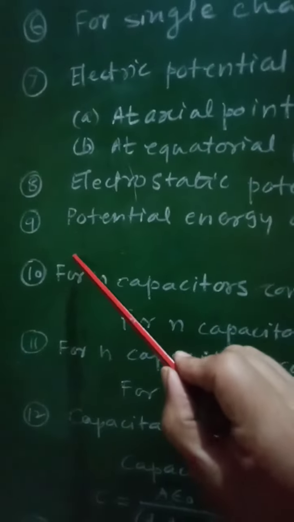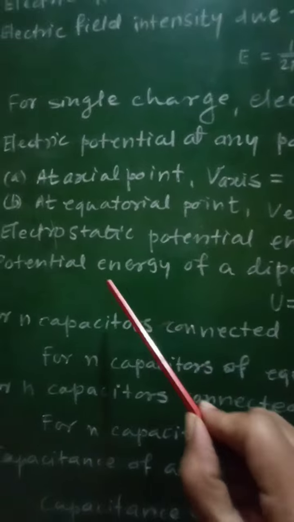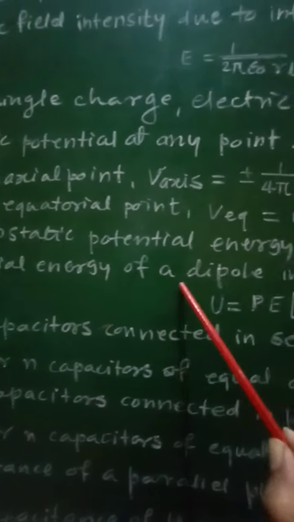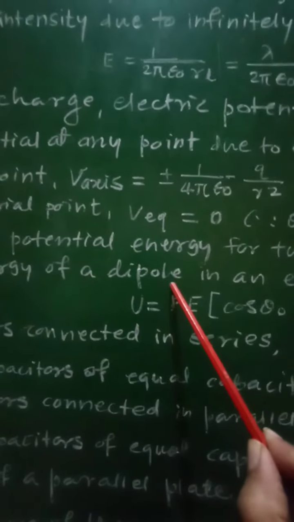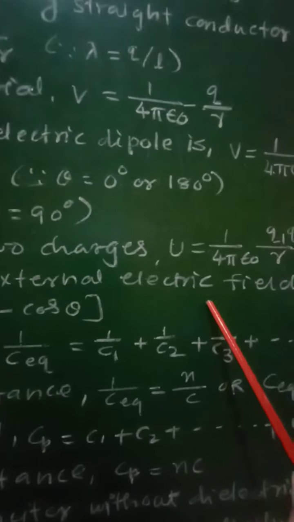Then ninth formula gives us the potential energy of an electric dipole in an external electric field.